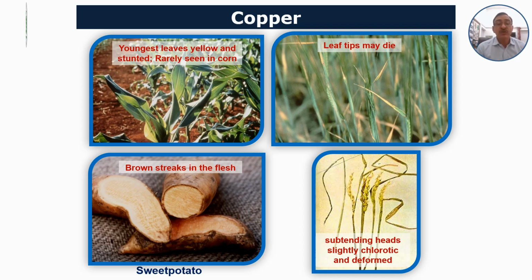In sweet potato, there are brown streaks appearing on the flesh. We can see clearly the lines of these streaks of brown coloration in the flesh of this sweet potato. This is another symptom of copper deficiency.